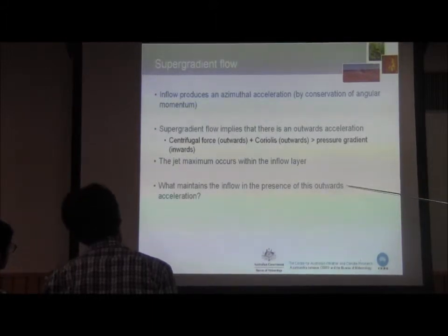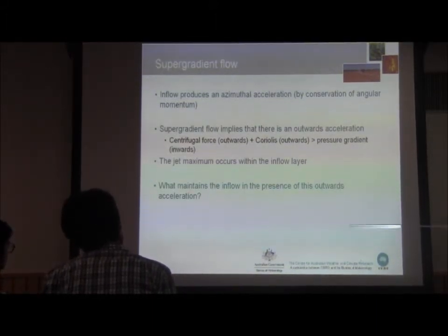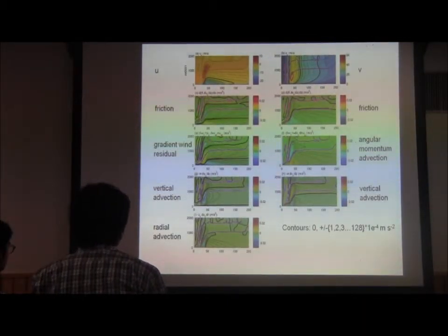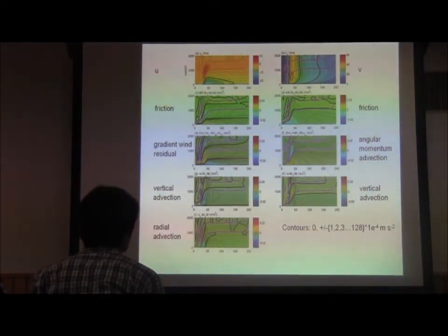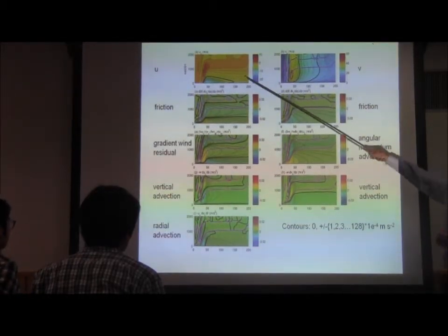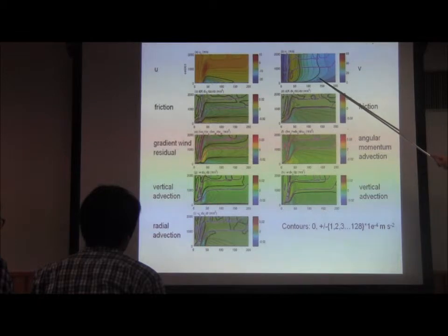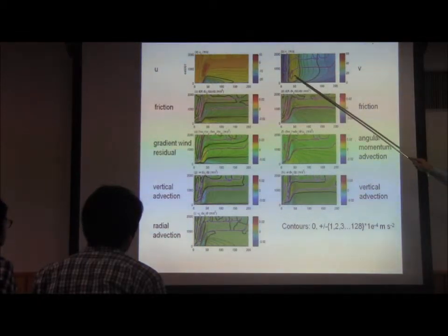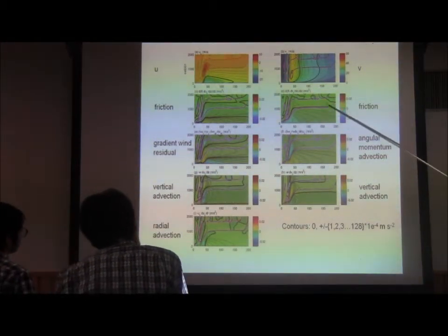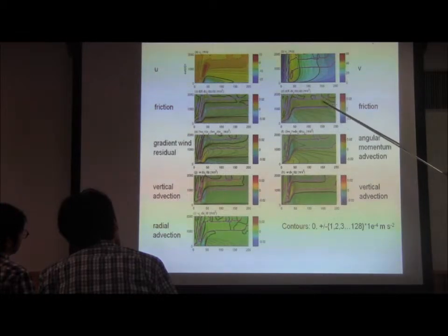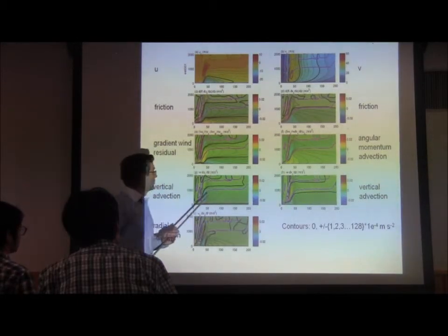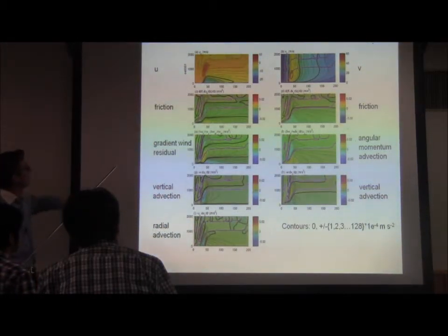So what maintains the inflow in the presence of this outwards acceleration? Now this diagram has got a lot on it and may be a little bit small, but it is important because it contains the answer. So here's the radial flow and the azimuthal flow, and the remaining panels in the diagram are showing the terms of the budget equation. This is the budget equation for azimuthal flow, this is the budget equation for radial flow. And we'll look at the radial flow first.